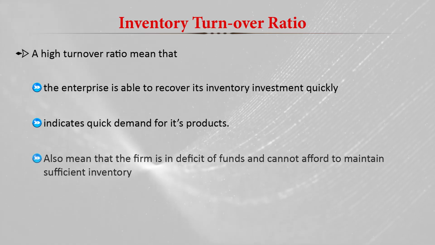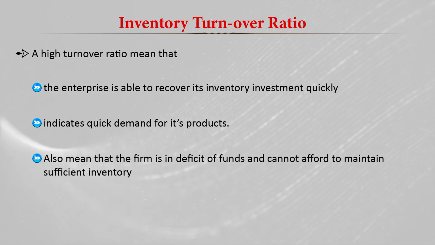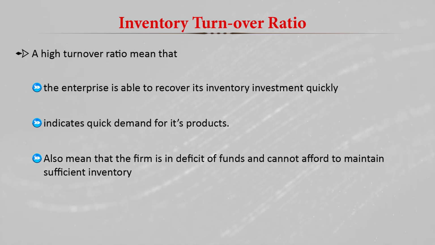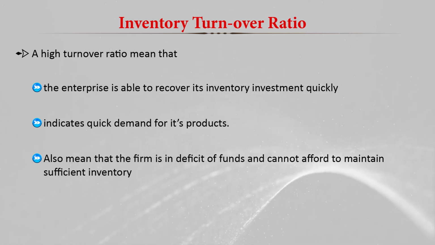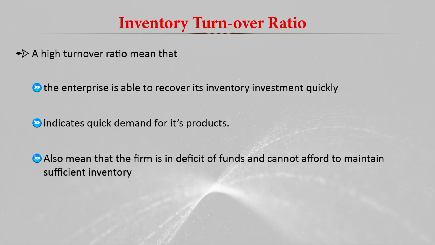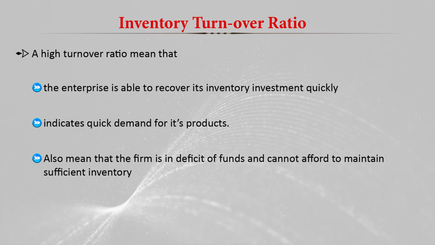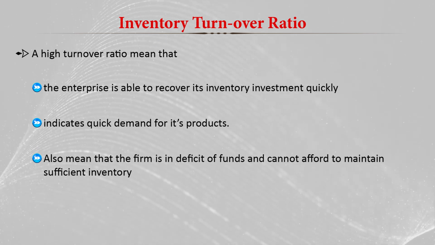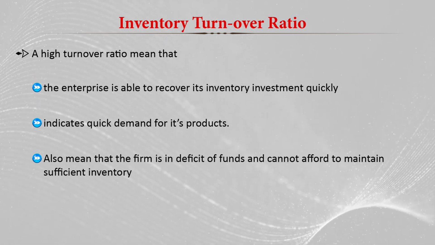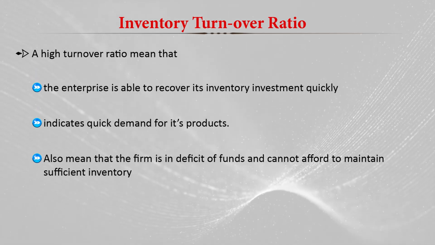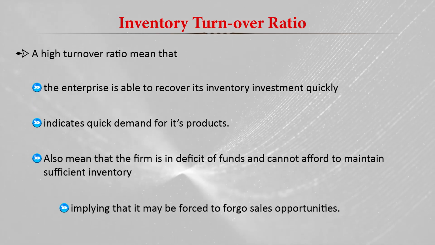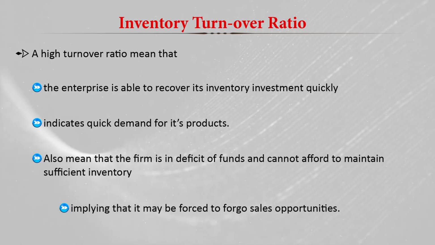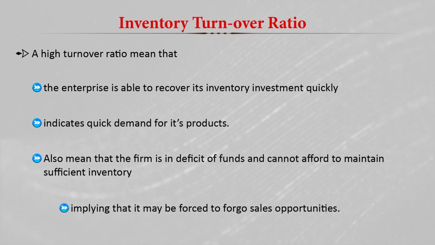And it also can mean that the firm is in deficit of funds, because they are not able to produce a sufficient amount of produce in the enterprise, because they don't have much money to purchase the raw material. So that also shows that they don't have sufficient money, and they cannot afford to maintain sufficient inventory. And if they don't have the money to maintain their inventory, it means they have to forego the sales opportunity available in the market.